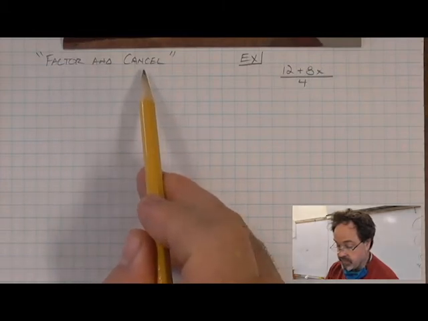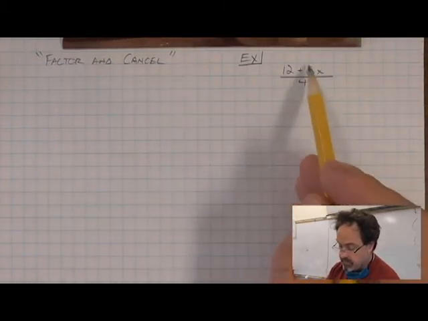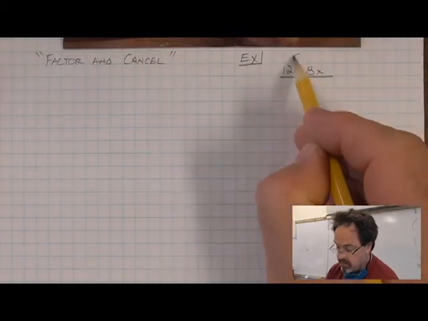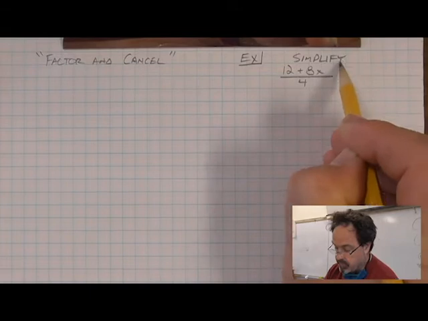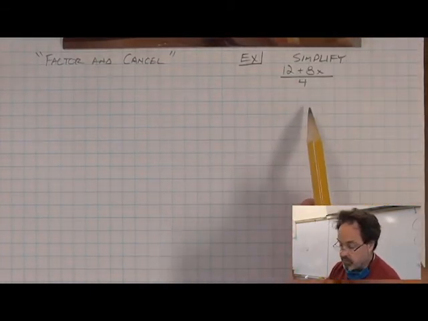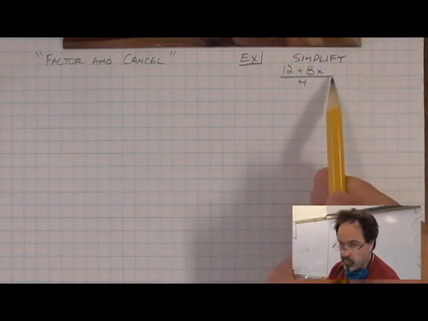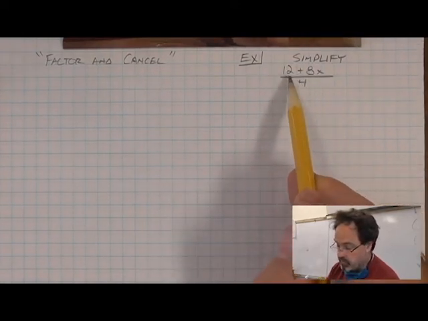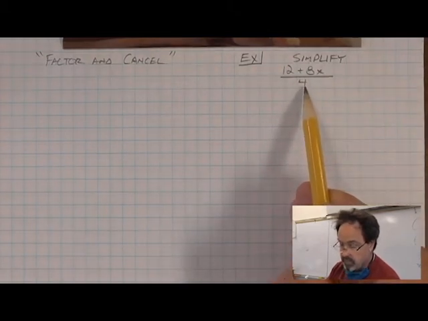Factor and cancel is what we're going to do. It's our strategy to take something like this and simplify it. Simplify means to rewrite it in simpler terms. And this is not so simple. We have a fraction or a quotient, 12 plus 8x in the numerator and 4 in the denominator.